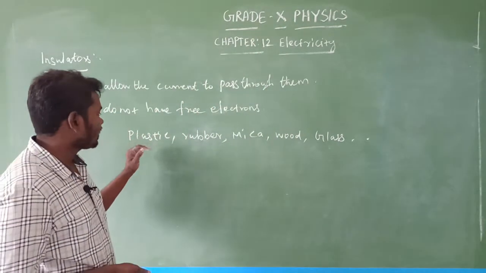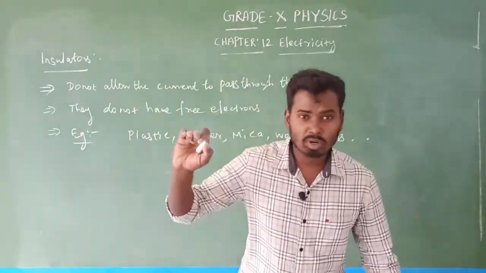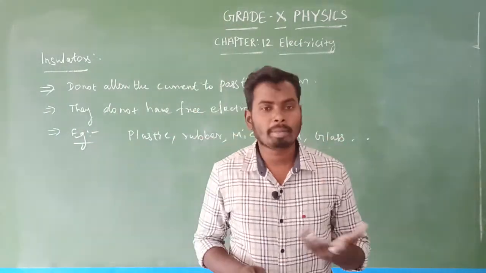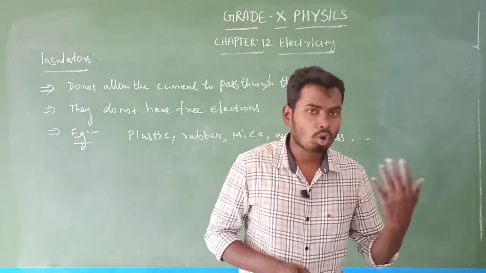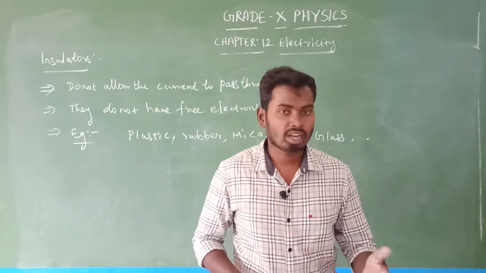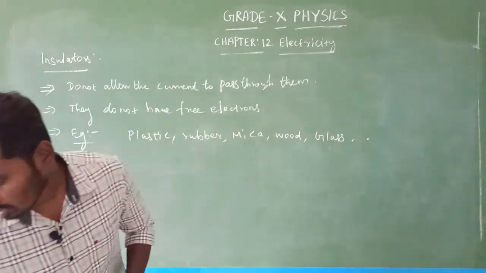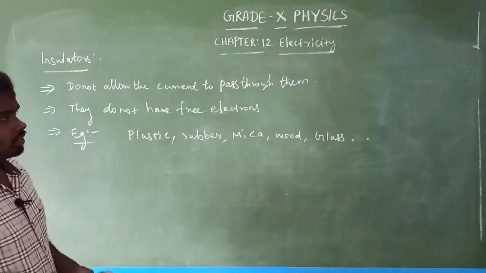The examples for insulators are plastic, rubber, mica, wood, glass, and so many things. The examples for conductors are all metals, such as copper, aluminium, silver, gold, nickel, and so many things, even iron. Is it clear? Yes. So that's all about conductors and insulators.